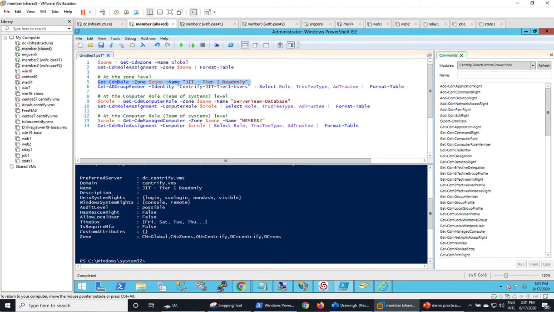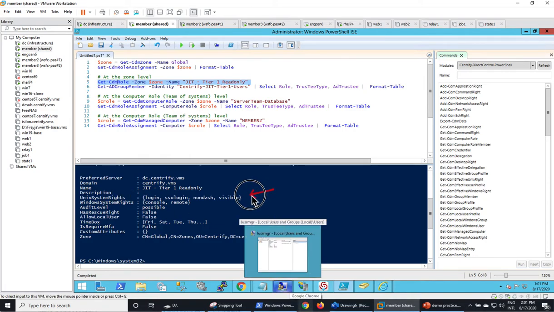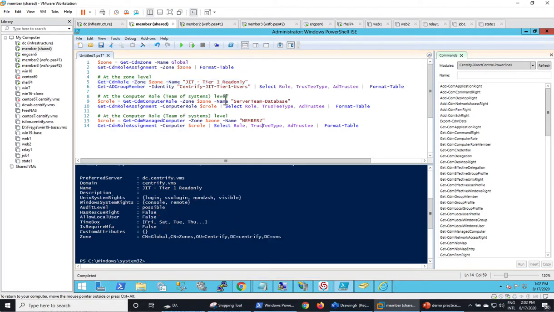And I can see the definition of the role if I need to know what it does. So from a Unix system rights perspective, it allows the user to log in with SSO and is visible. It allows console and remote access. It doesn't have rescue rights. It doesn't have time boxing, right? And it doesn't require MFA. So there's a lot of information that you can infer by looking at this.